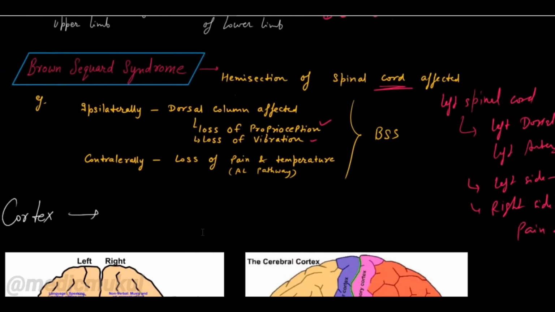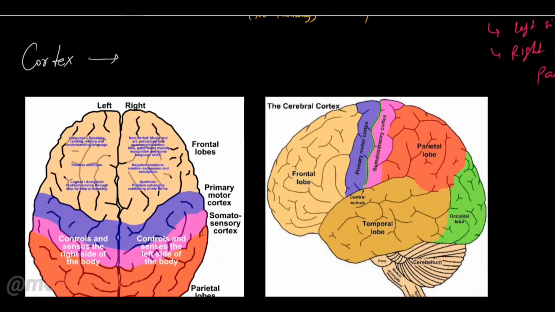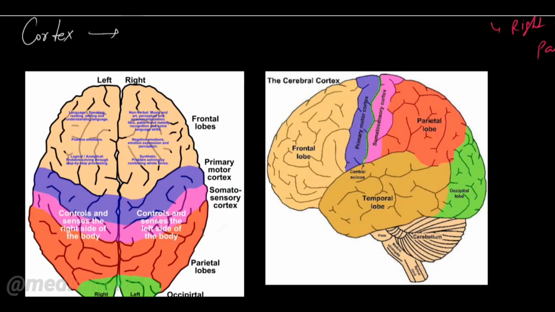Then the next topic is the cortex. That is a most important topic, and one of my favorite topics. The cerebral cortex is divided into four parts: frontal lobe, parietal lobe, temporal lobe, and occipital lobe. Between them there is the central sulcus. Before the central sulcus there is the primary motor cortex, and after the central sulcus is the somatosensory cortex. They are all functions of the frontal lobe, primary motor cortex.